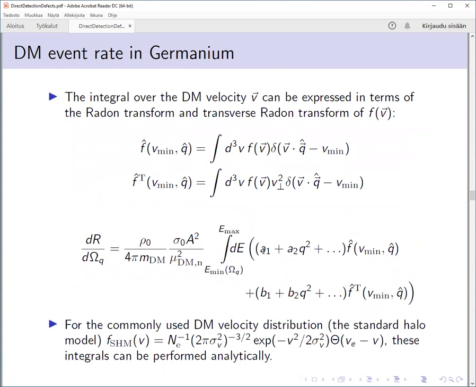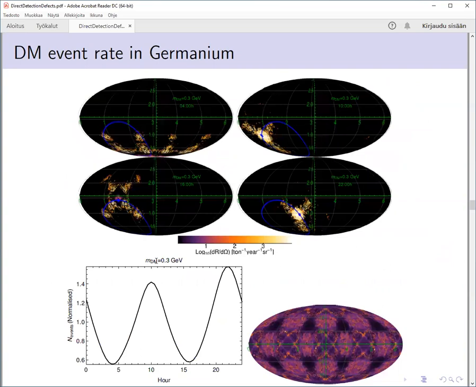This we have computed for different kinds of interactions with the dark matter, and what we then see, for example, for a low mass dark matter particle, these plots show the event rate in the color code for standard assumptions of the halo model and the dark matter interaction. The blue circle shows the direction where the dark matter particles are coming from throughout the day, and there's a blue dot showing the direction at the moment. So these correspond to 4 different times of day.